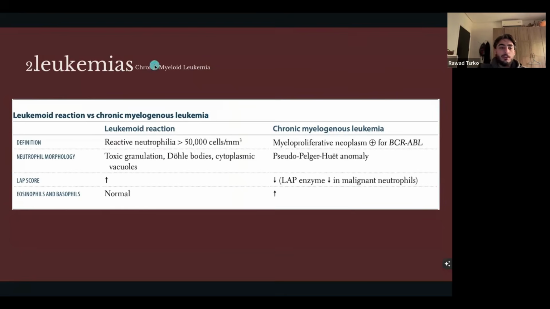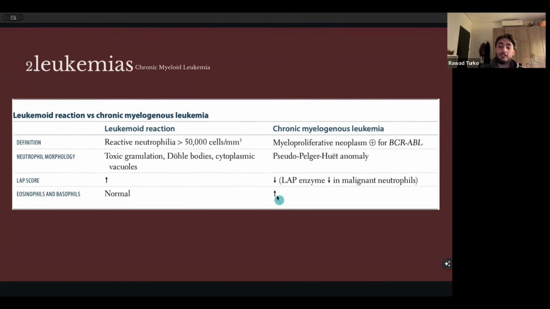All right. Now, there's a big difference between something called the leukemoid reaction and CML. Now, leukemoid reaction is just reactive neutrophilia that you can get in almost any sort of infection, okay? But it's a little bit hard to differentiate between the two of them because CML can also present as neutrophilia that's very, very high. So how do you tell the difference? The difference is the LAP score. So the leukocyte alkaline phosphatase score.